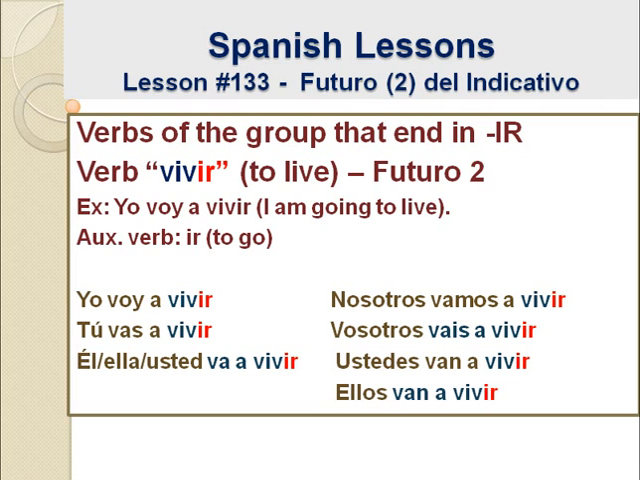Yo voy a vivir. Tú vas a vivir. Él va a vivir. Nosotros vamos a vivir. Vosotros vais a vivir. Ustedes van a vivir. Ellos van a vivir. So we have seen how to conjugate this, what I call future number 2.